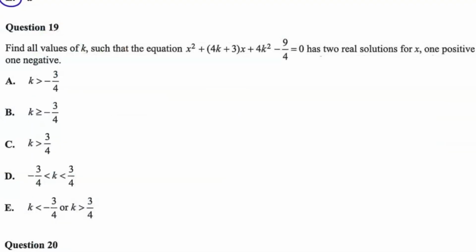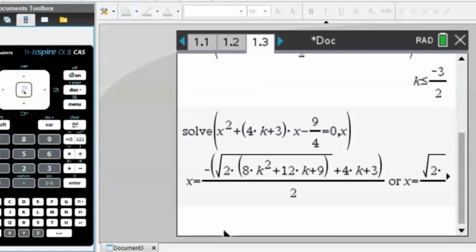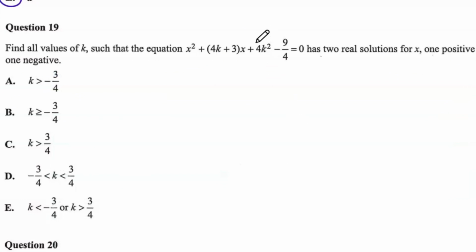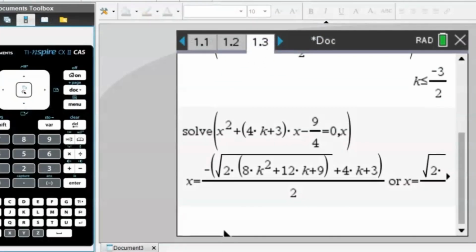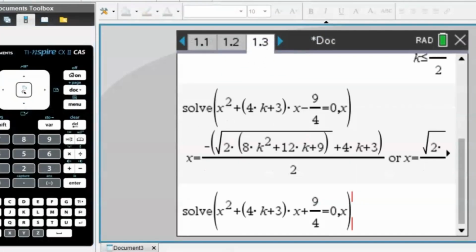X squared 4k plus 3. Oh, I left this bit here. This bit is missing. Okay. Let me do it again. Must have done something wrong, some typing error.